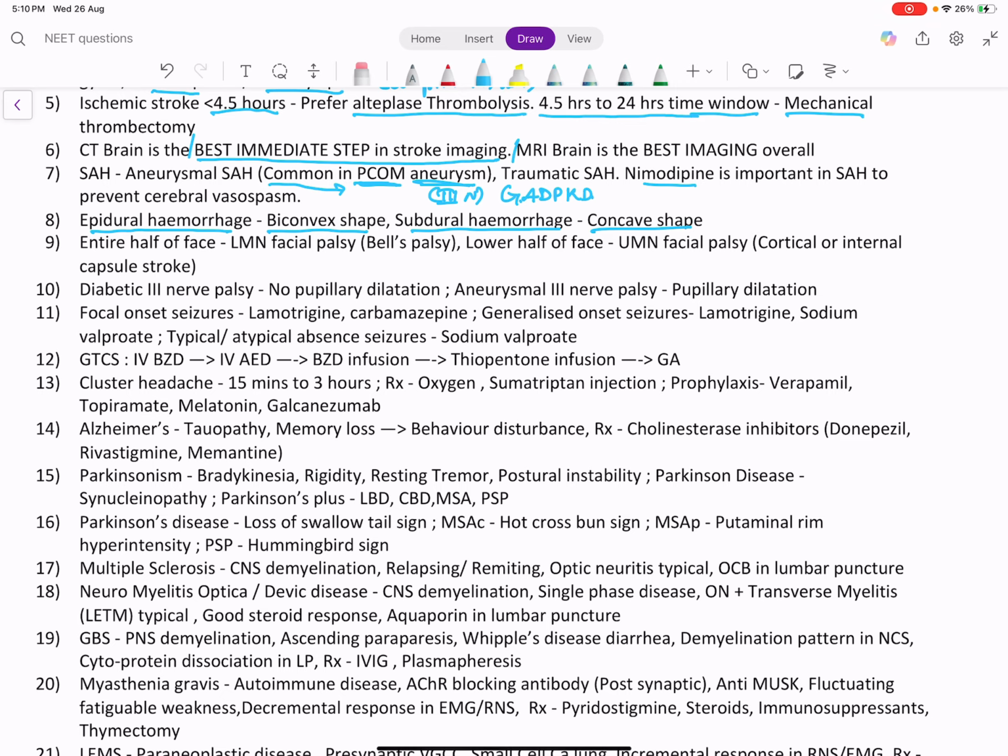Coming to cranial nerves, important points are, if the entire half of the face is involved, it is LMN facial palsy. Example is Bell's palsy. And if you think of some brainstem syndromes, there will be crossed hemiplegia. In that, Millard-Gubler syndrome or Foville syndrome, these syndromes are LMN facial palsies. They involve the entire half of the face. Only if the lower part of the face is involved, it is UMN facial palsy, occurs in stroke, cortical or internal capsule involvement.